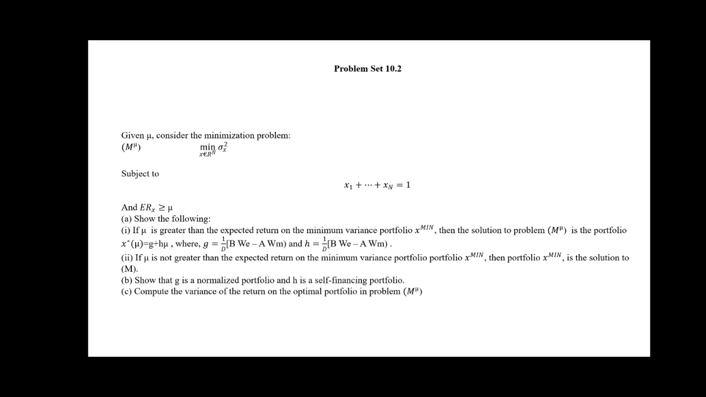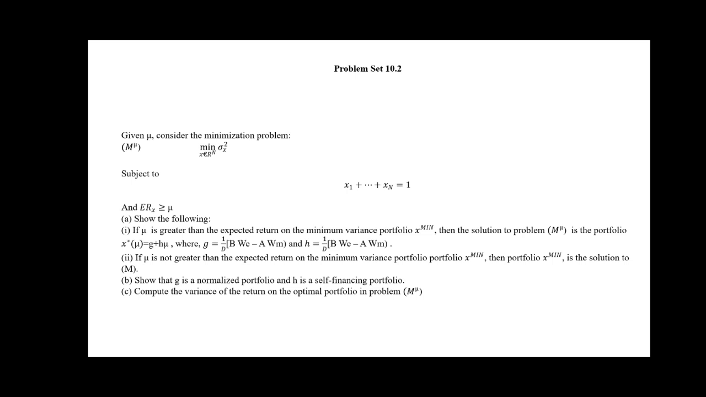the solution to the problem is the portfolio x star of mu equals g plus h mu, where g equals 1 by d times (b w e minus a w m) and h equals 1 by d times (b w e minus a w m). Number 2, if mu is not greater than the expected return on the minimum variance portfolio x minimum, then portfolio x minimum is the solution to M.